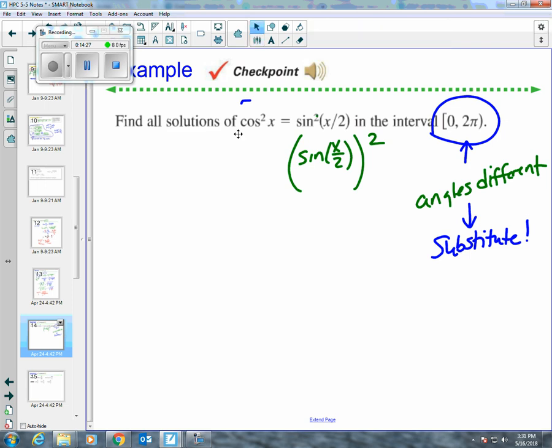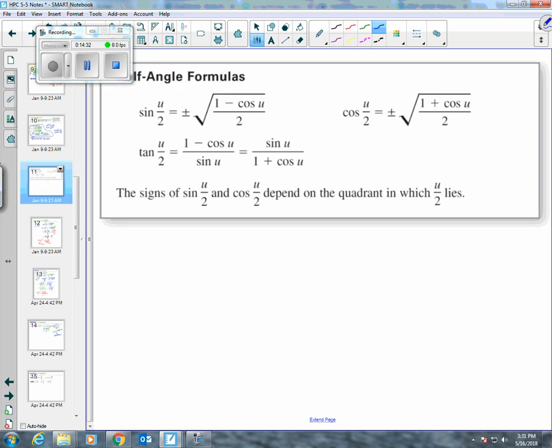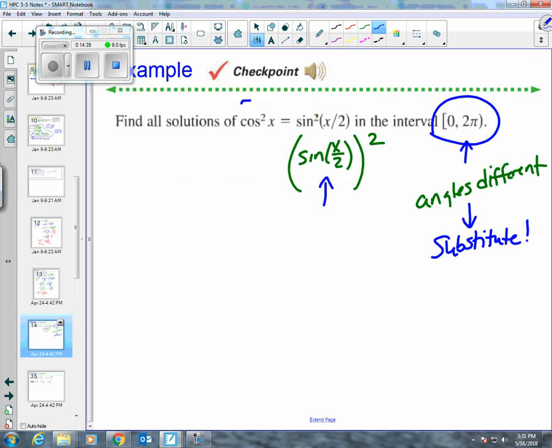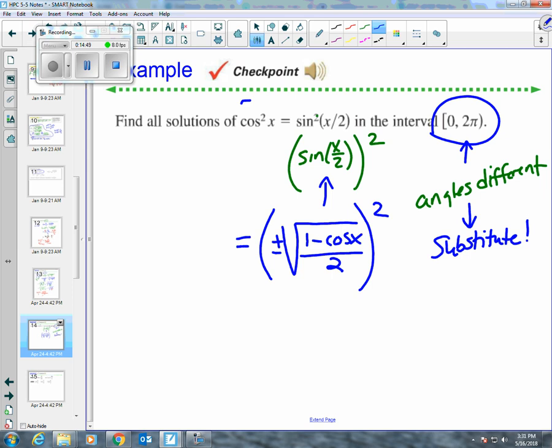I think we have a formula for this. Isn't that what we were just doing? Sine of x over 2. So if we go to our half angle formulas, we have a relationship for that. I'm going to replace it because then I can try to make those functions the same. So sine of x over 2 is the square root of (1 minus cosine of x) over 2, and technically plus or minus. And that expression is squared because, again, this side of the equation is squared.